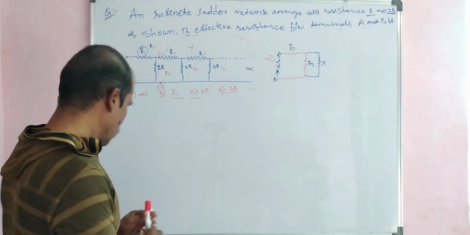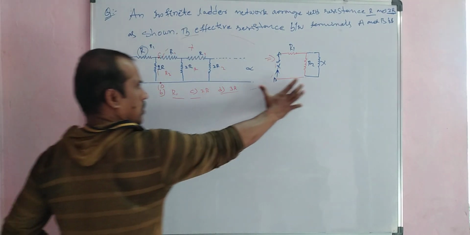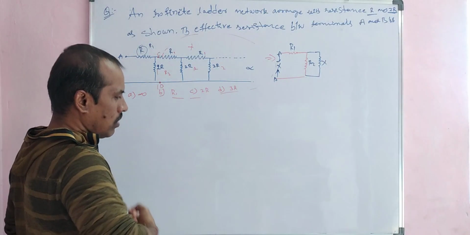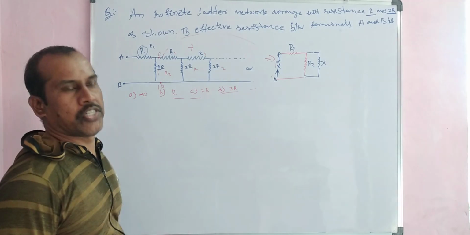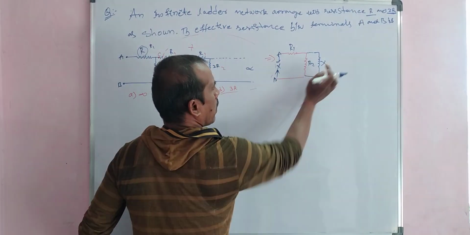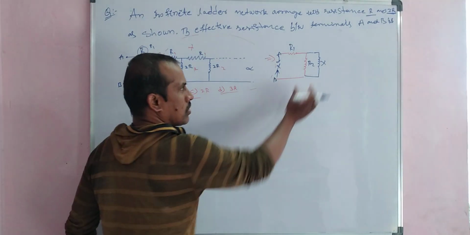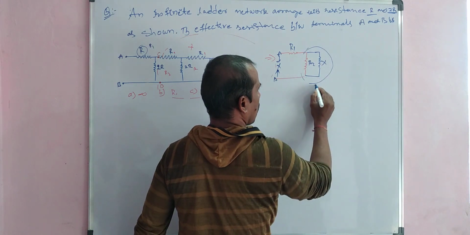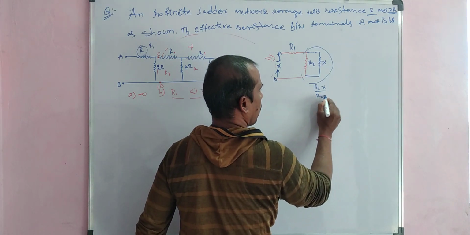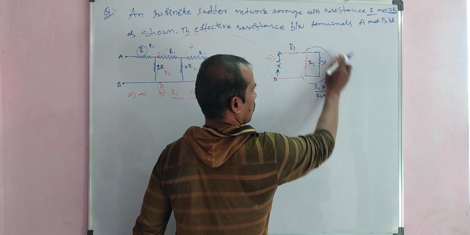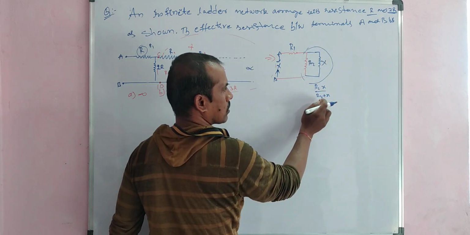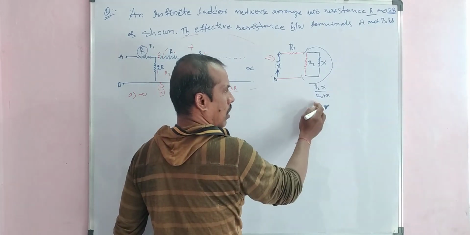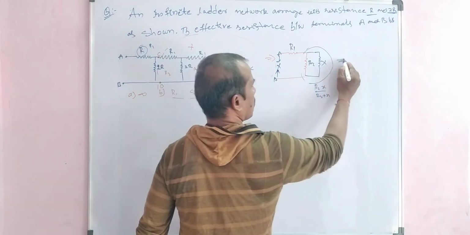Now we simplify this network and transfer it to an equation. Here R2 and X are two parallel resistances. Their combination is R2X by R2 plus X.